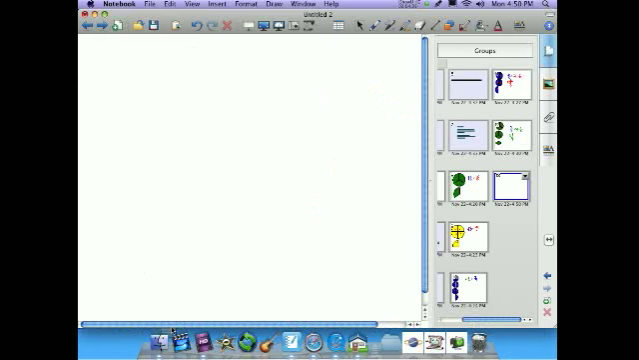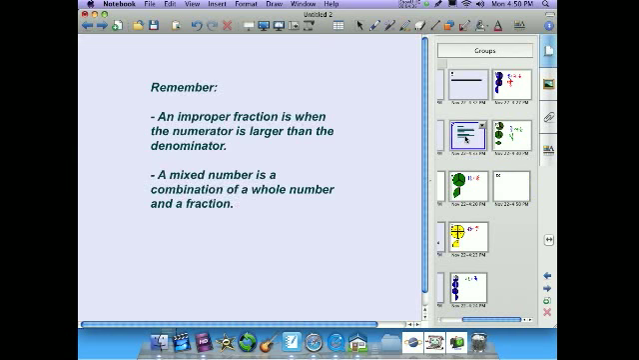So improper fractions and mixed numbers are very closely related. And just remember, an improper fraction, the numerator is larger than the denominator. It's always more than 1. And the mixed number is a combination of a whole number and a fraction.